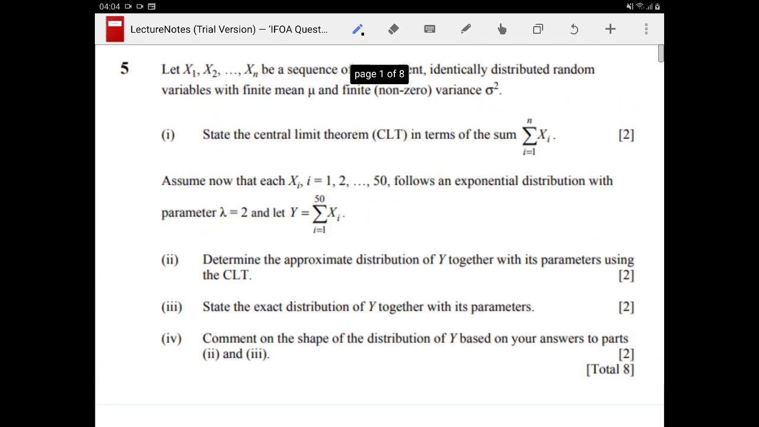And in today's video, we're going to be going through another IFoA question. Specifically, this question has to do with the central limit theorem and exponential distributions. I have a very similar video where we also go through CLT and exponential distributions, but in that video it was more about actually calculating the probabilities. This one is less about probabilities and more about the theory behind the actual distributions.